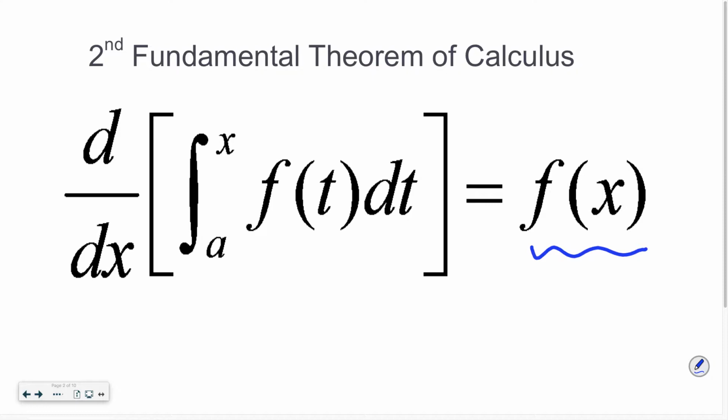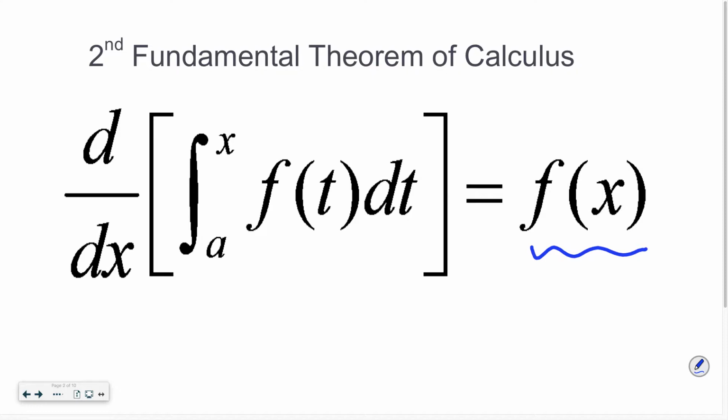But then our limits of integration are from a to x. So what happens is we perform the anti-differentiation, first fundamental theorem of calculus, right? Plug in x minus plug in a. But then when we take that derivative, we get back to the function itself. So what I'm going to do, I'm just going to show you how this works.